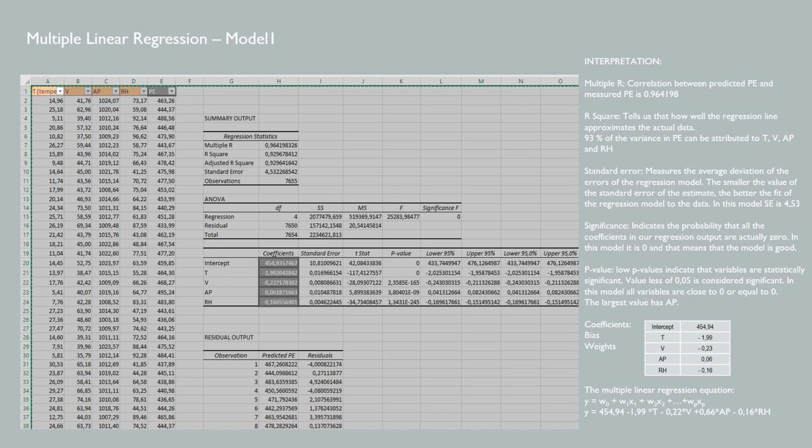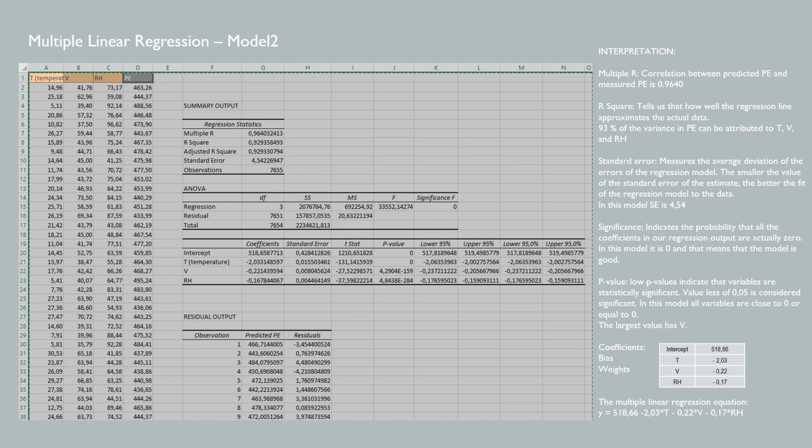Coefficients. Bias or intercept, 454.94. Weights or coefficients. For temperature, minus 1.99. For exhaust vacuum, minus 0.23. For ambient pressure, 0.06. For relative humidity, minus 0.16. The multiple linear regression equation is given at the bottom of the slide.